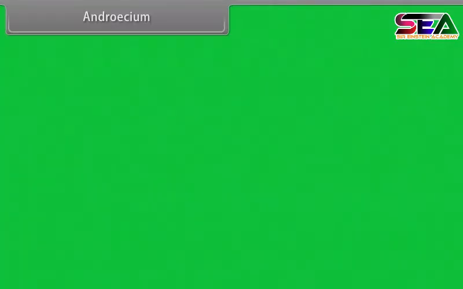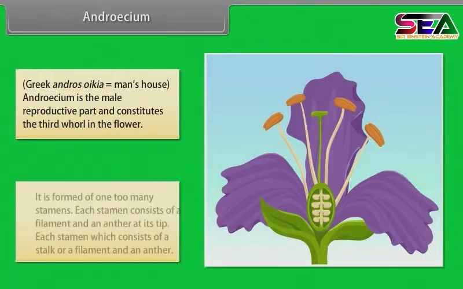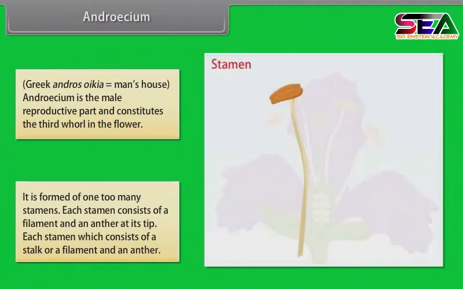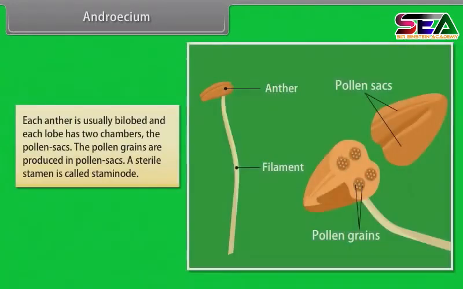Androecium. Androecium is the male reproductive part and constitutes the 3rd whorl in the flower. It is formed of 1 to many stamens. Each stamen consists of a filament, a stalk, and an anther at its tip. Each anther is usually bilobed, and each lobe has 2 chambers, the pollen sacs. The pollen grains are produced in pollen sacs.